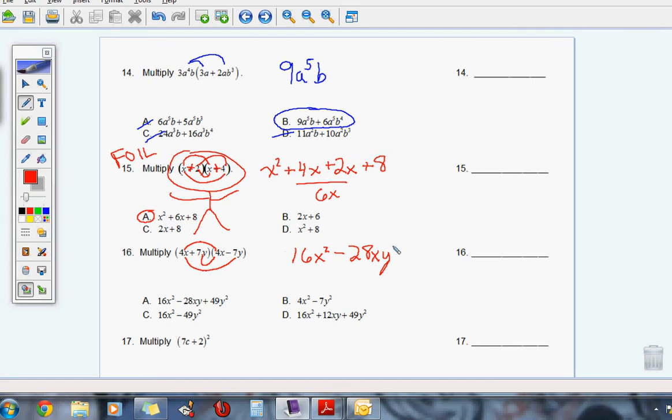7 times 4, whoa, positive 28xy. Before we continue, hopefully you realize those are going to end up just canceling. And then we have the last, which is positive 7y times negative 7y, which is negative 49y squared. So looking at our choices here, C looks like the best answer for 16.